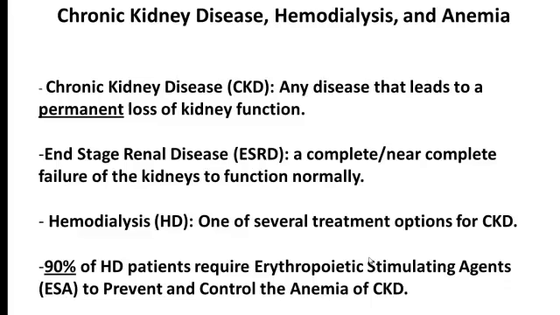One treatment option for end-stage renal disease patients is hemodialysis, where a patient might go for 4 to 5 hour sessions, several times per week, to be hooked up to a machine, have their blood move through an external machine, the impurities removed. Now, 90% of hemodialysis patients require erythropoietic stimulating agents, and we'll call them ESAs, and I'll be using that term throughout, to prevent and control the anemia of chronic kidney disease.